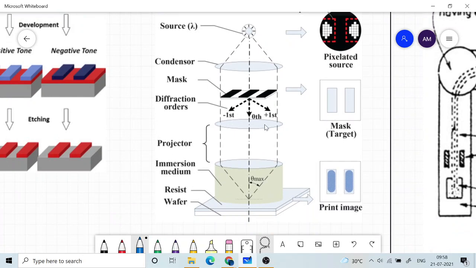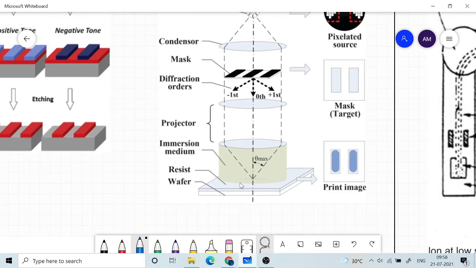So you need to combine them with another projector mechanism here, and then before it falls on the wafer, it is passed through some immersion medium in order to focus those beams together, and then the light will fall in a region of space.